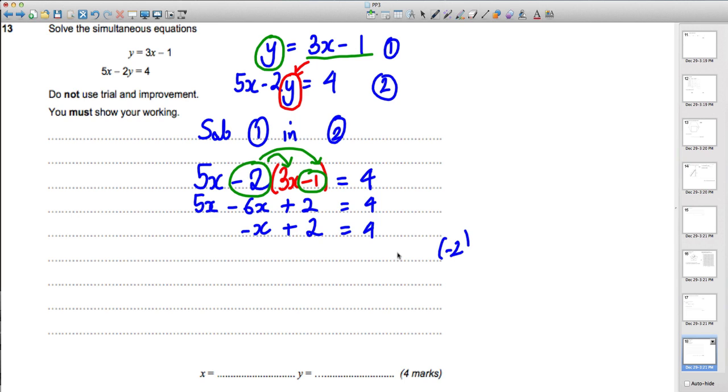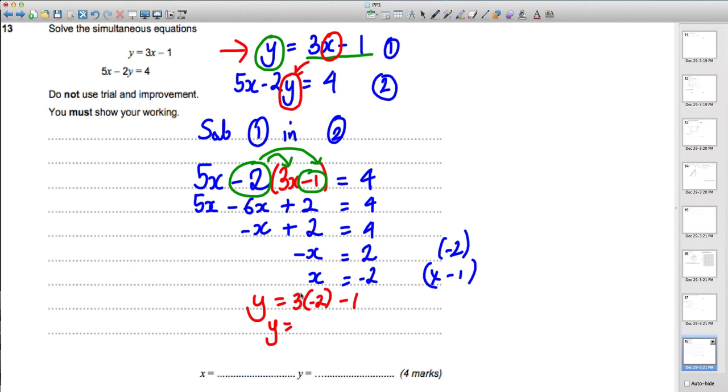Then we could take away 2 off both sides, and we'd have negative x is equal to 2. So what's x? If negative x is 2, if we multiply both sides by minus 1, x would be negative 2. Right? And if x is negative 2, let's make sure we find y. y from this equation is 3x subtract 1. So y would be 3 brackets negative 2 instead of the x, subtract 1. y would be 3 times negative 2 is negative 6, subtract 1, which is negative 7. So the answers are x is negative 2 and y is negative 7, and you should check they work.